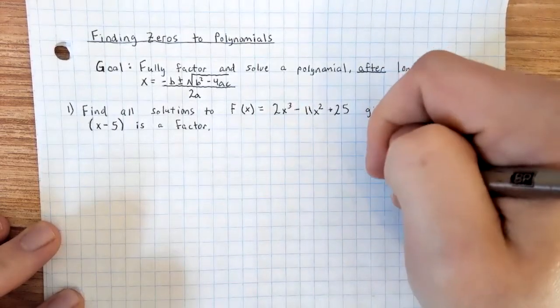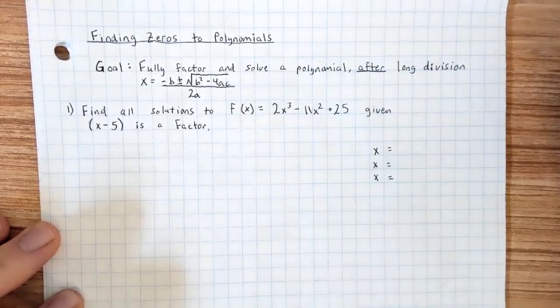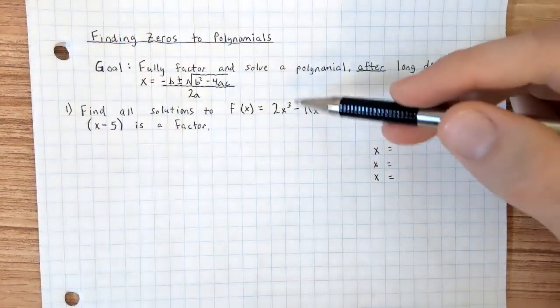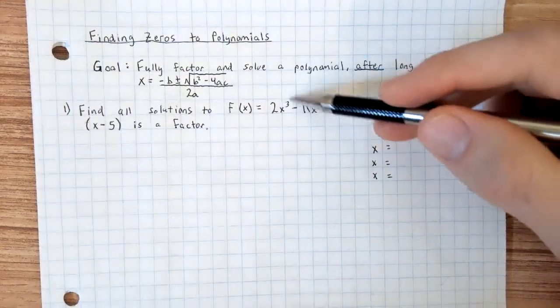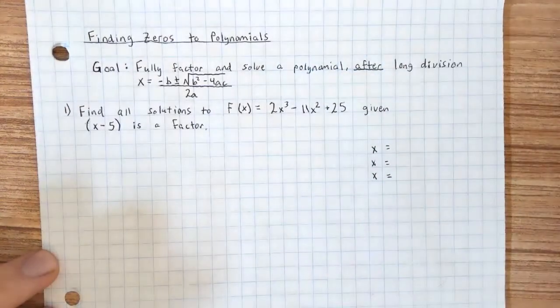So I'll just go ahead and jot that down right now. x equals, and x equals. Again, we know we're going to find 3 solutions altogether because this is a cubic function, or a third degree polynomial. The number of solutions always match.